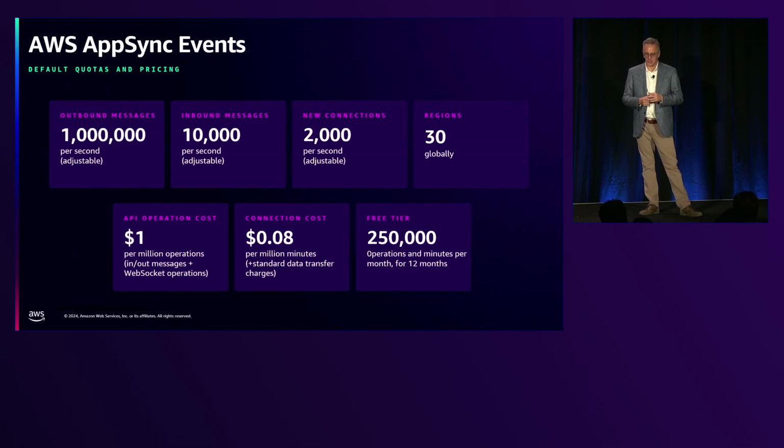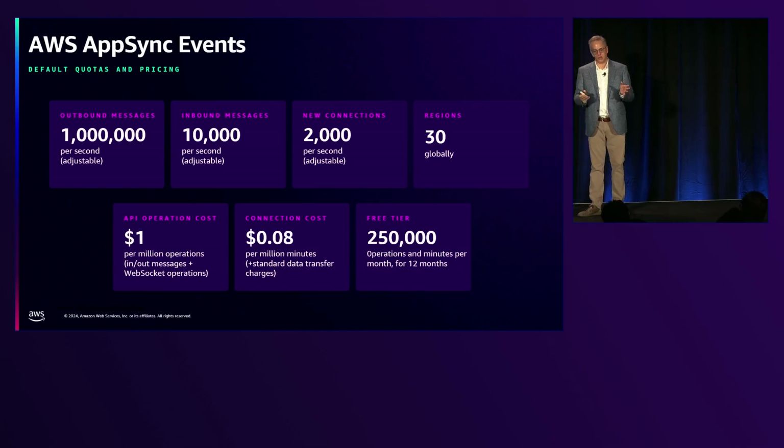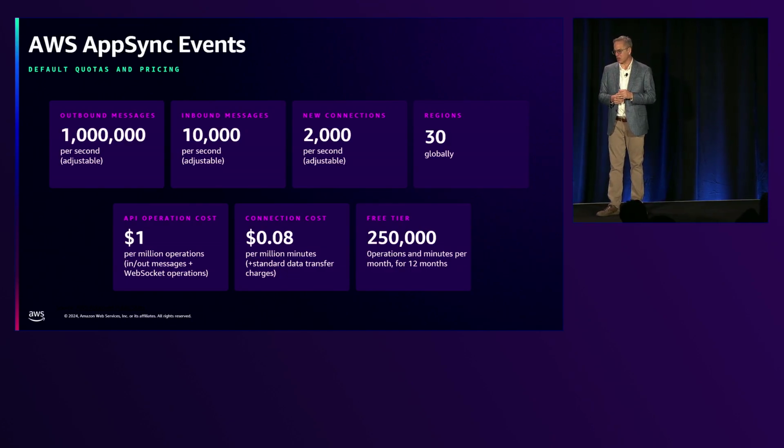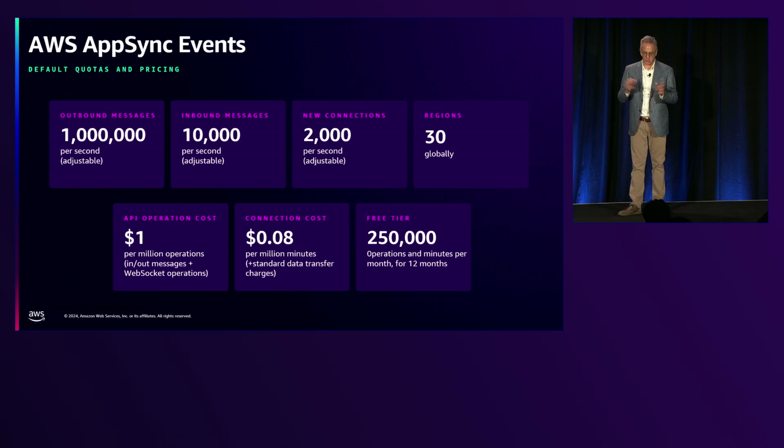We'll take a look. From a cost perspective, it's pretty simple. We charge $1 per million event operations. So that's an inbound message, an outbound message, or a WebSockets operation like Connect. We also charge per connection minute. It's 8 cents per connection minute. In most use cases, 95% of the cost is the event operations, and not the connection minutes. But there are edge cases where connection minutes can matter.